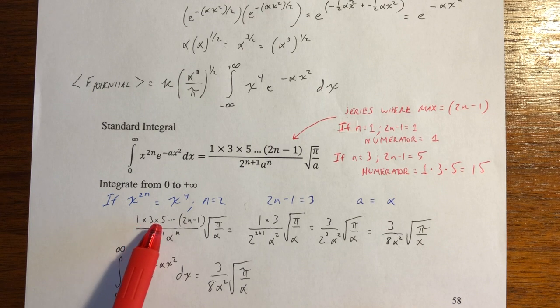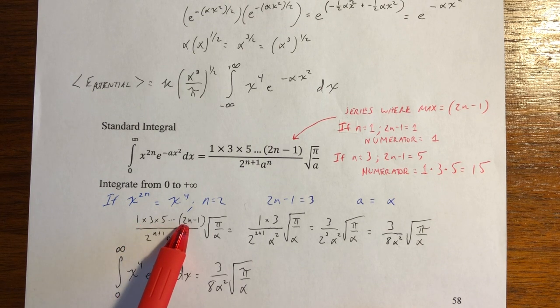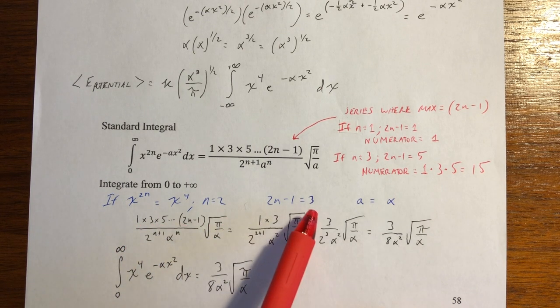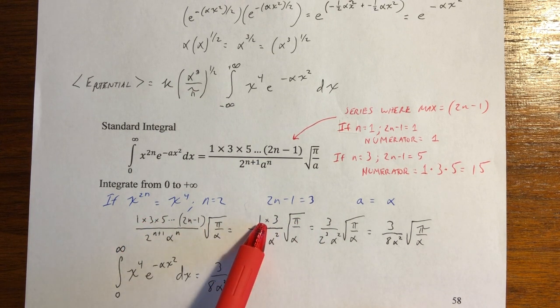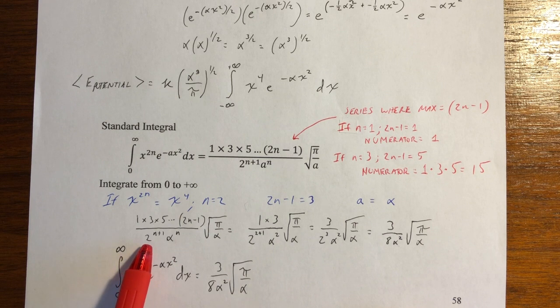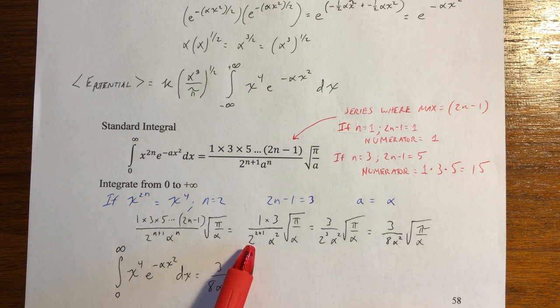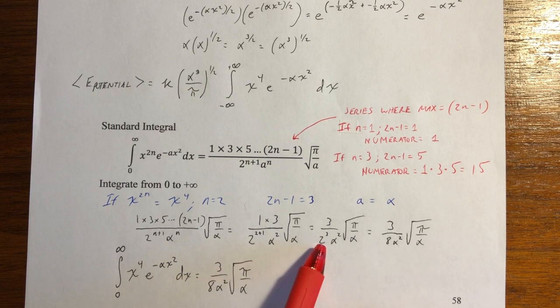We have 1 times 3 times 5 up until the maximum value of 2n minus 1. Our maximum value of 2n minus 1 is 3. So our numerator is 1 times 3, which shows up here. Our denominator is 2 raised to the n plus 1, and our value for n is 2. So this is 2 raised to the 2 plus 1, which would be 3. And so our denominator is 2 cubed.